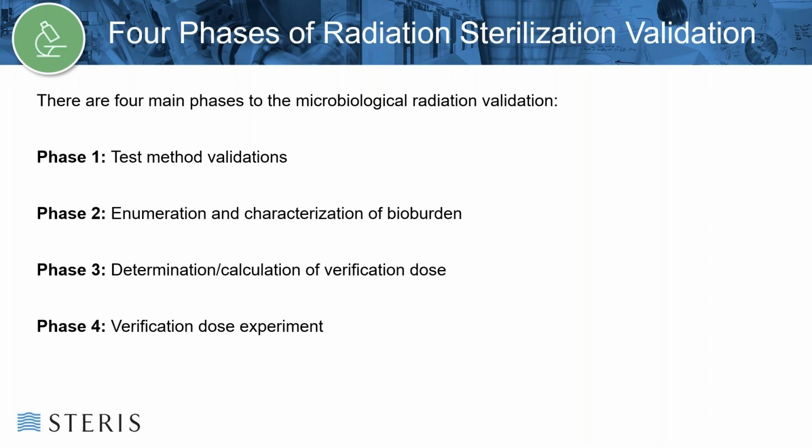In phase 3, determination or calculation of verification dose, the bioburden enumeration data from phase 2 is used with the applicable table in the ISO standard to determine the verification dose range for phase 4. Phase 4, the verification dose experiment, is where samples of the product are irradiated at the verification dose range, and subsequently the samples are used to perform a test of sterility. Acceptable results of the test of sterility validate the sterility assurance level of 10 to the minus 6 for the minimum sterilization dose.